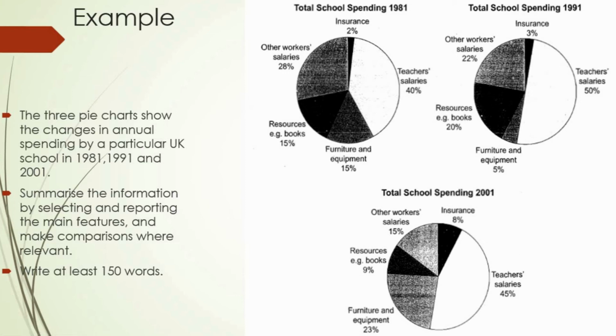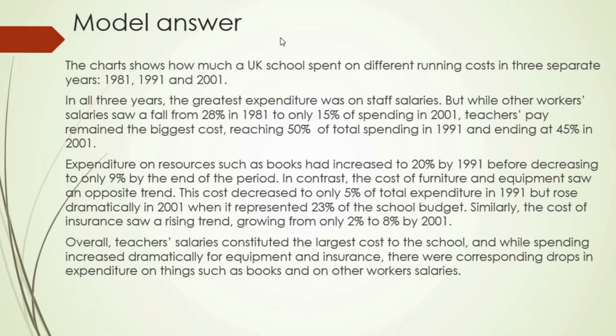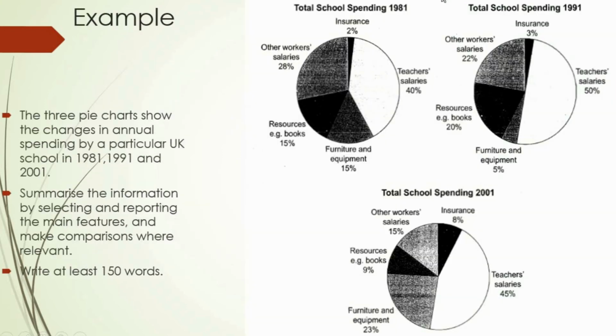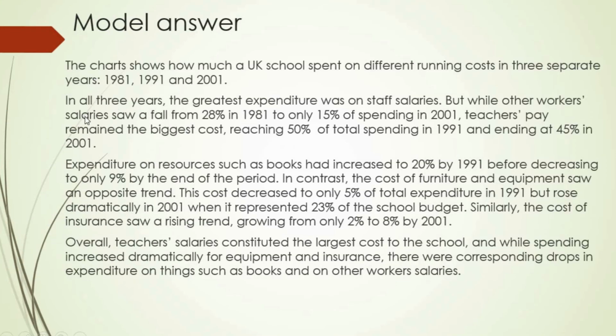Now you should not do it with so much of ease in the exam. You need to be fast. Okay. The first paragraph says the chart shows how much a UK school spends on different running costs in 3 separate years. Simple introductory line explaining that it is showing the charges of annual spending by a school in 3 different years. That's all. Let's see the second paragraph, what it says.